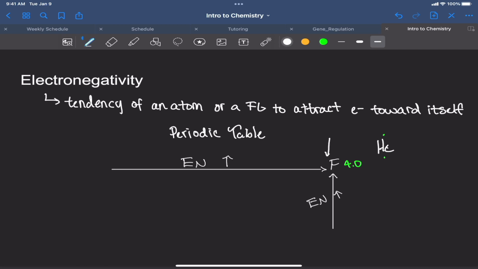Okay, this is a good trend to memorize, or at least understand why. Actually, I guess in order to understand why, you have to go deep into the chemistry, which we're not going to do. That's for another class. But at least memorize it, because that's going to be important.